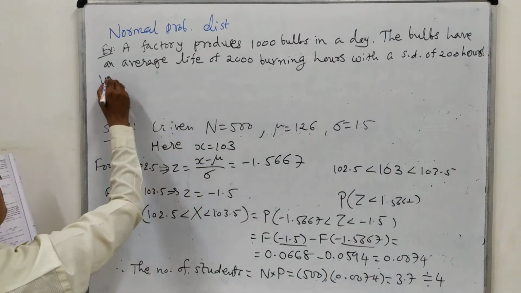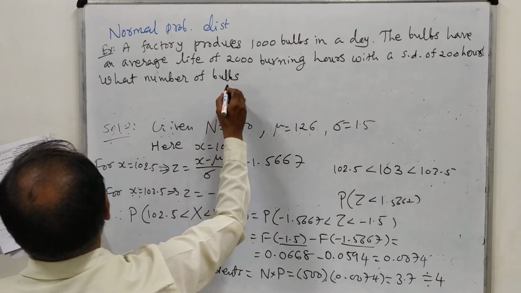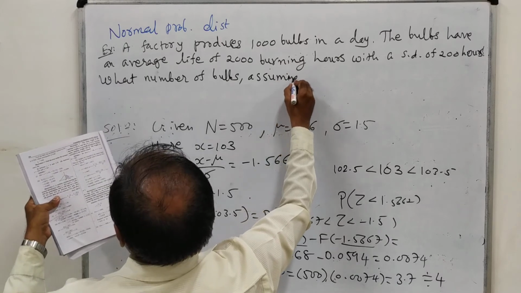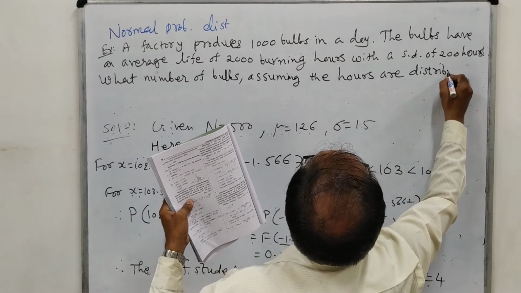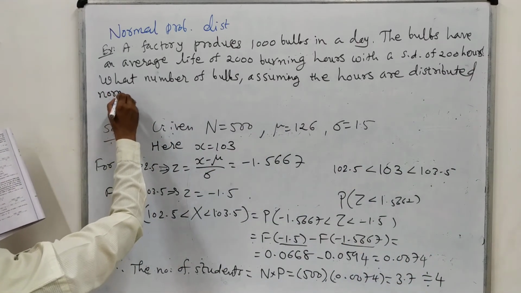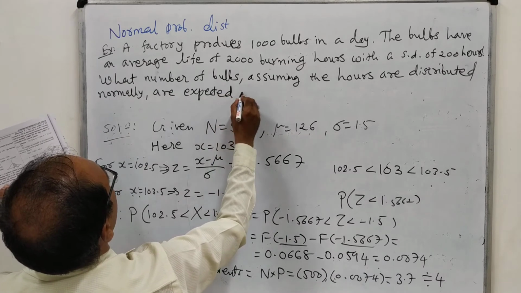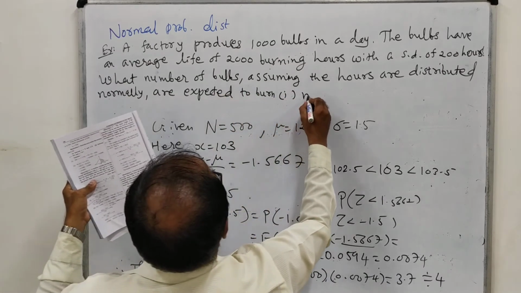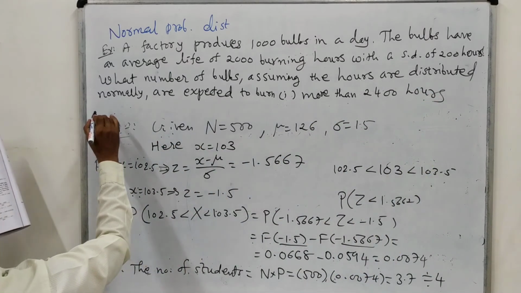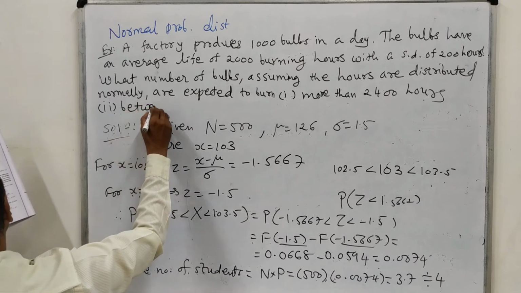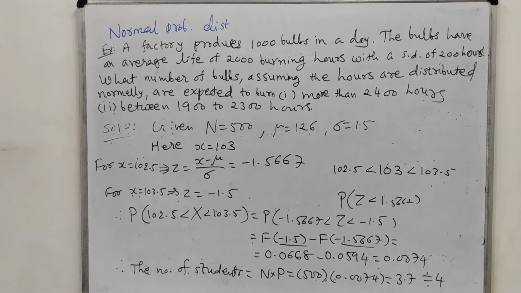What number of bulbs, assuming the hours are distributed normally, are expected to burn more than 2400 hours, and the second, between 1900 to 2300 hours?